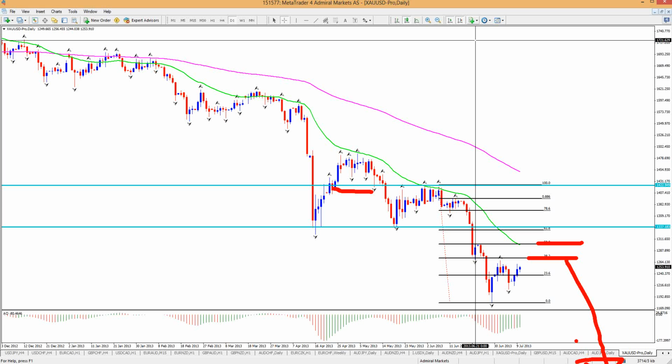This is gold though. This is XAU-USD, which is gold. It's the abbreviation for gold for the brokers. Yeah, that's no problem. Yeah, cool.